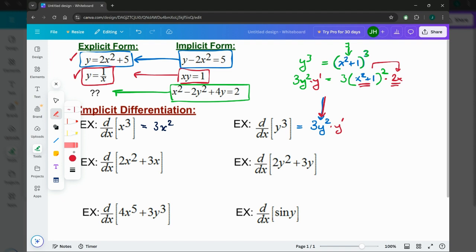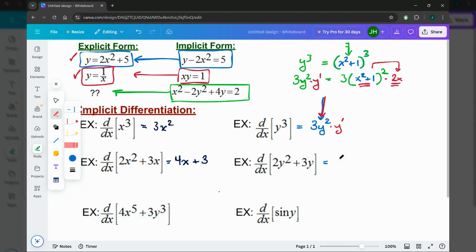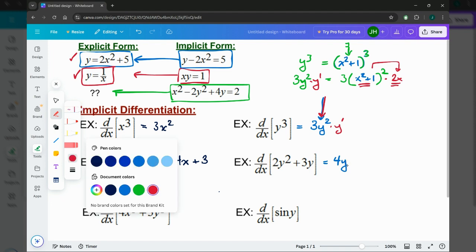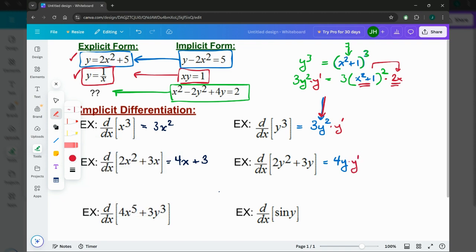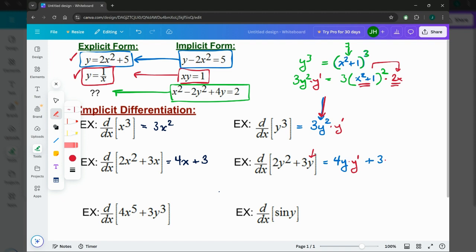So take a look at this next one again. The derivative of 2x squared would be 4x using our power rule. And the derivative of 3x would be just 3 because the derivative of x with respect to x is 1. Now, if I take a look at the next problem here, the derivative of 2y to the fourth would be 8y cubed. But for all you know, y could be a function of x, so you have to multiply by the derivative, y prime. The derivative of 3y would be 3, and you'd have to multiply by the derivative of y with respect to x, which would be y prime.